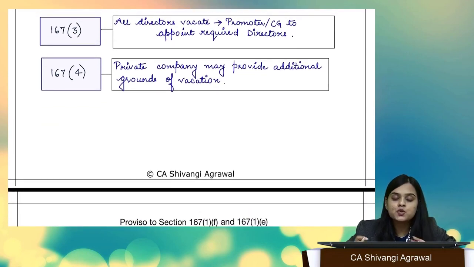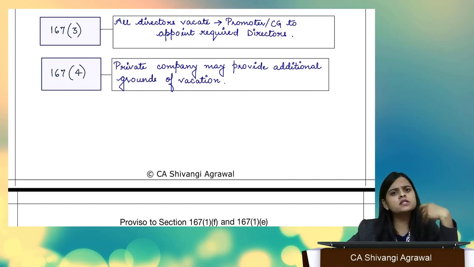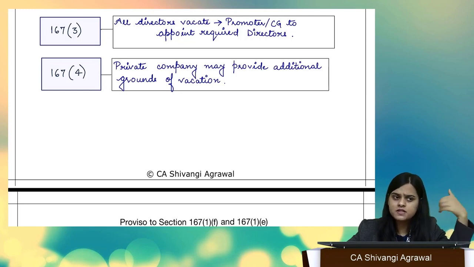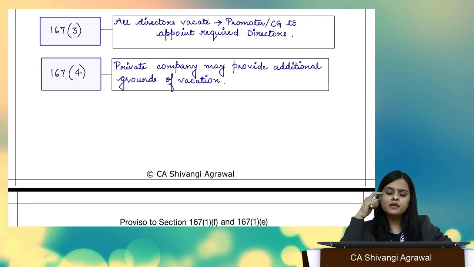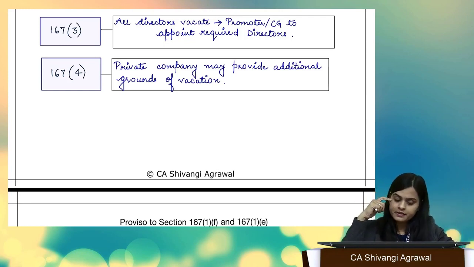There can be a situation that all the directors have vacated the office. Now, the company again cannot run on its own. So, we need the directors. Where will we go? We will go to the promoters. The promoters will appoint the directors. In their absence, we will go to the central government and the central government will appoint the directors. They will hold office till the general meeting, and in the general meeting, regular directors can be appointed, or these directors can only be regularized, right?